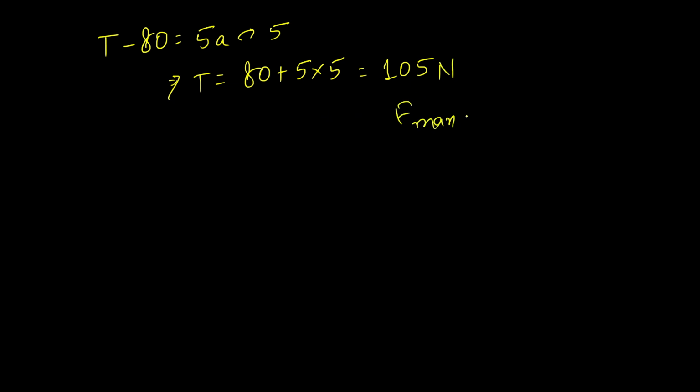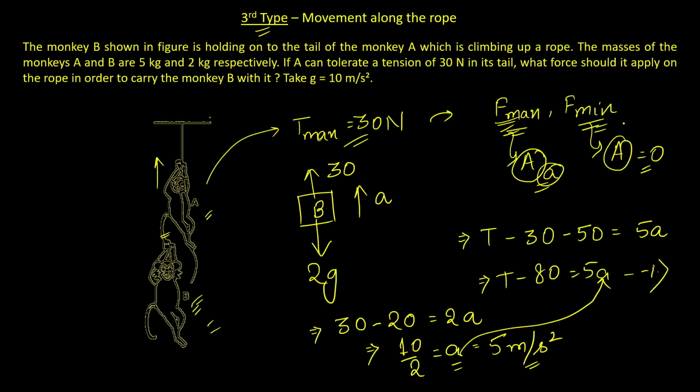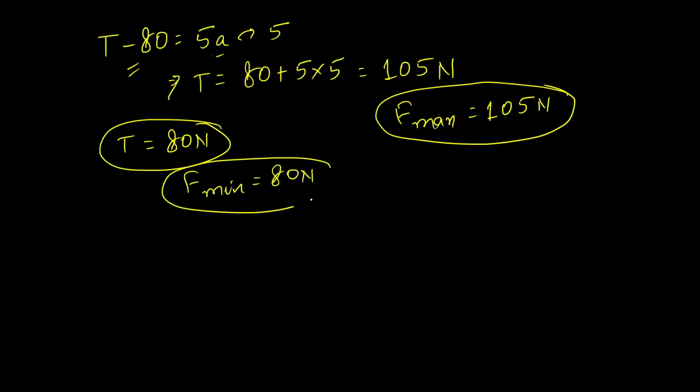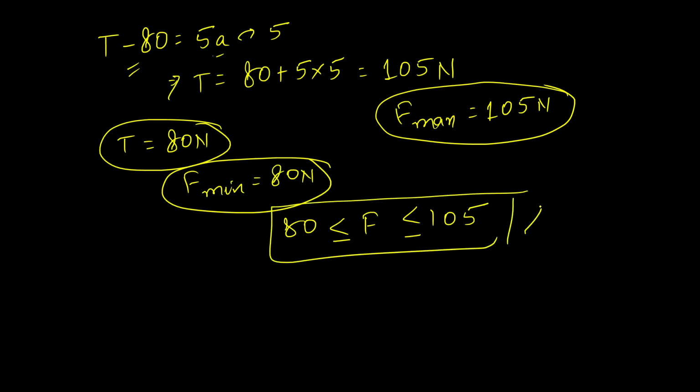So F max is 105 Newton. For the second case, the F min case, I am assuming the acceleration is 0. And for 0 acceleration, as you can see from here, if a is 0, then T will be 80 Newton. So that is F min. So the range of force will basically vary from greater than 80 to lesser than 105, you can say equal to. So that is the answer for this question.